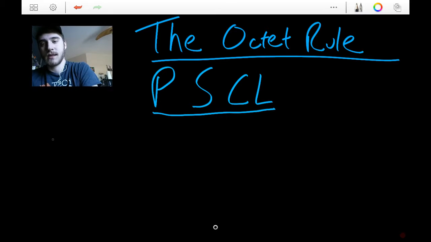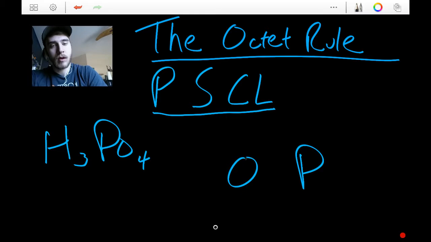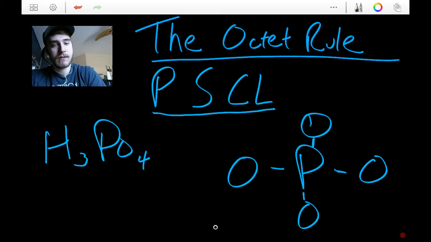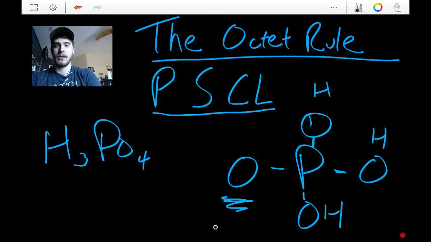Phosphorus, for instance, you might see it in H3PO4. Now, if we were to bond each oxygen to the phosphorus only once, the phosphorus would have its 8 valence electrons and it would be happy. Each oxygen could get a hydrogen, but this oxygen right here would be missing a hydrogen, and therefore it would have 3 lone pairs giving it a negative charge.